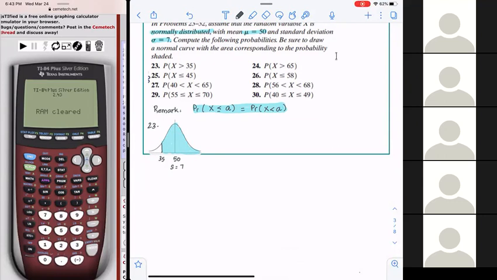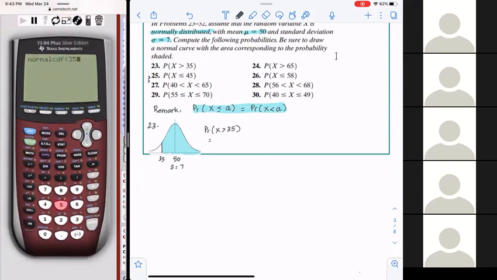So here, I'm going to do it directly using the sample information. So second vars, number 2, we start at 35, we end at E99, the mean is 50, the standard deviation is 7. So I'm using the data directly. And that gives me 0.9839 as the answer.